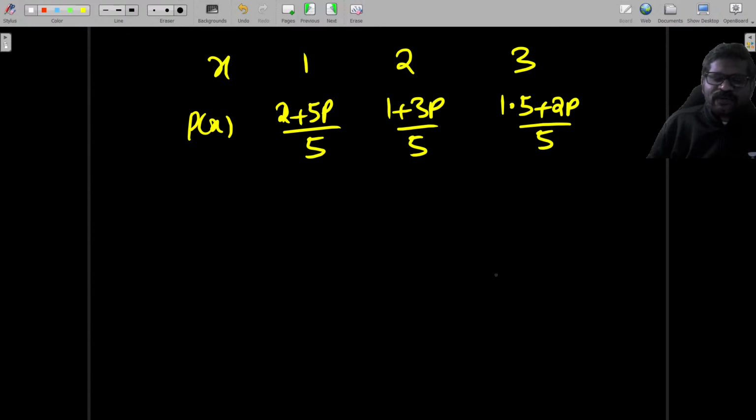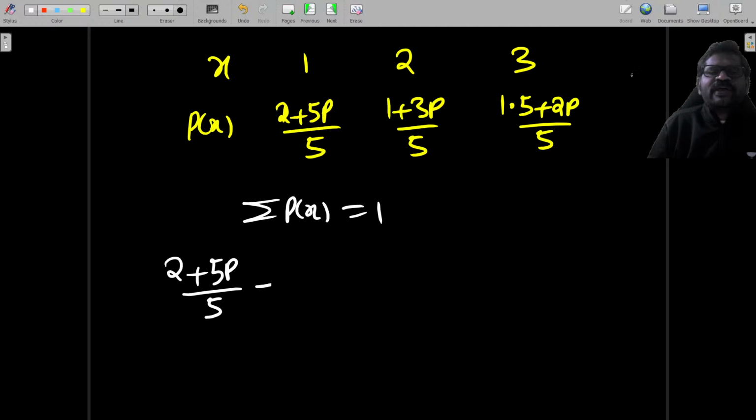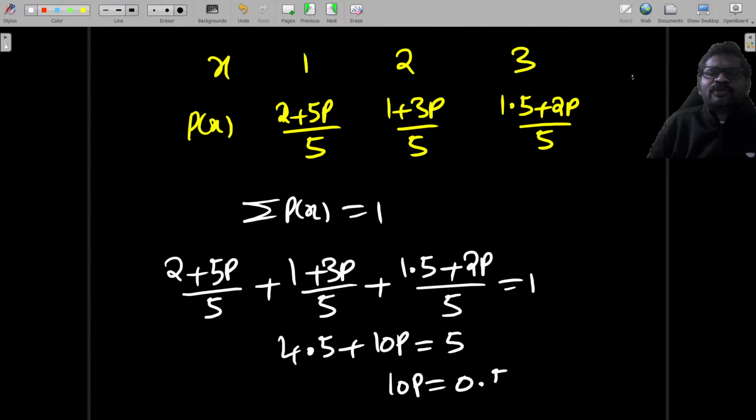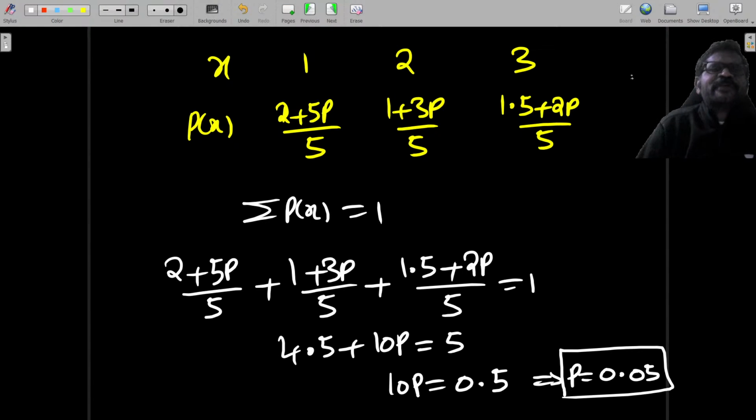Now we have to find the P value. The sum of all probability mass functions equals 1. So 2 plus 5P by 5 plus 1 plus 3P by 5 plus 1.5 plus 2P by 5 equals 1. 4.5 plus 10P equals 5. 10P equals 0.5. P is equal to 0.05. The value of P is 0.05.